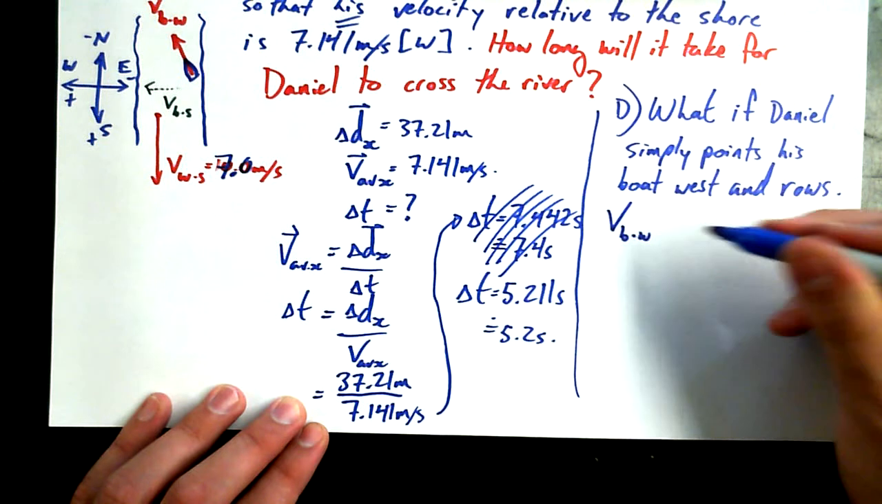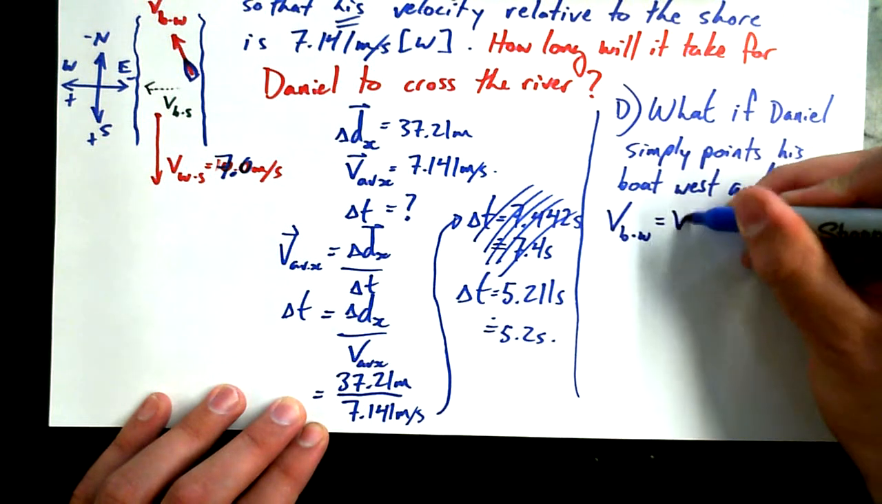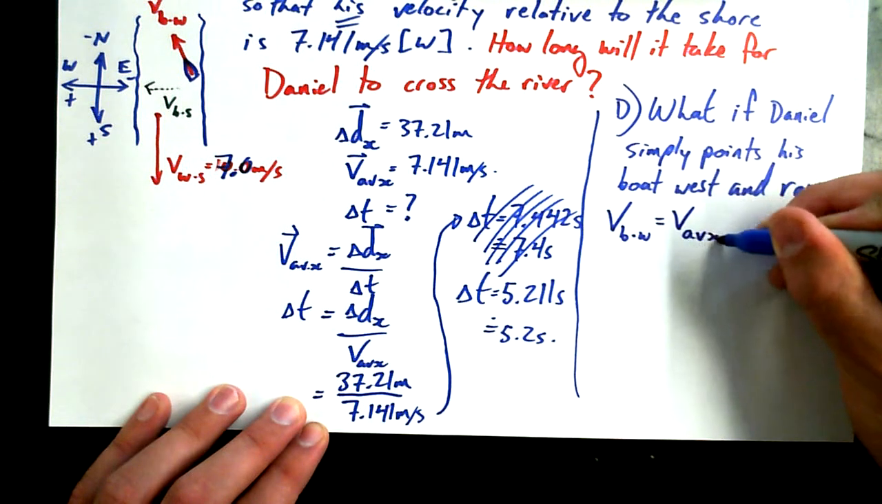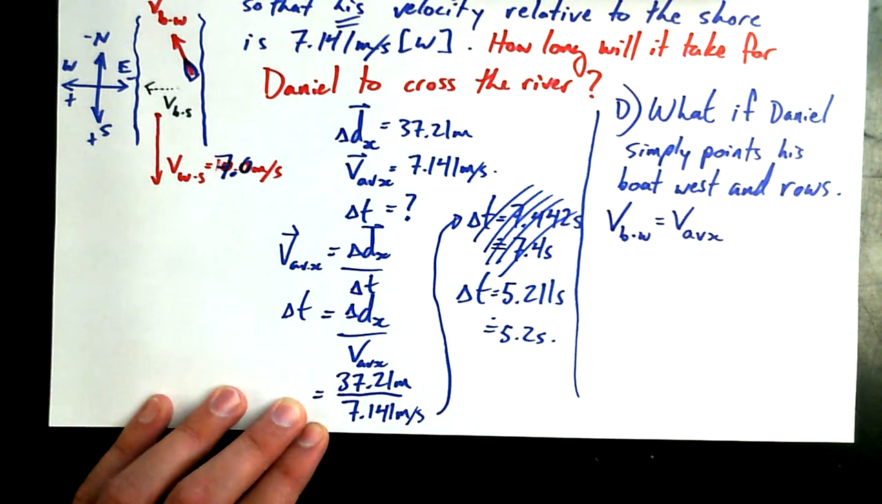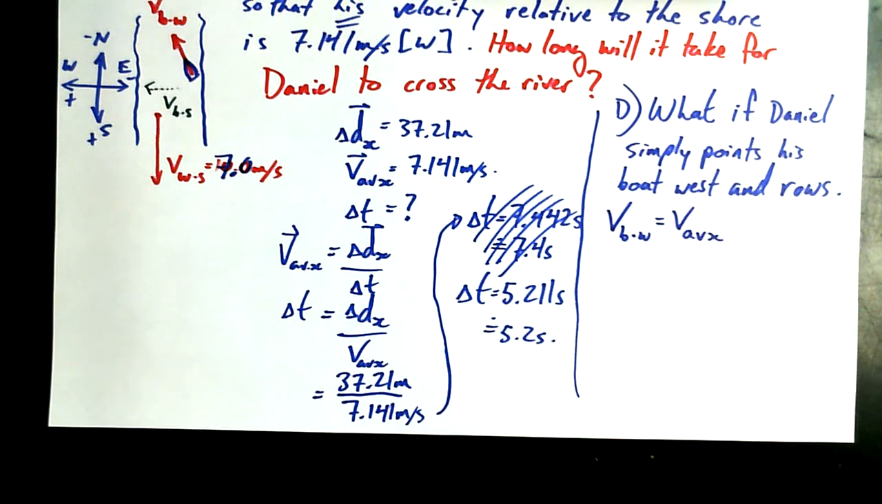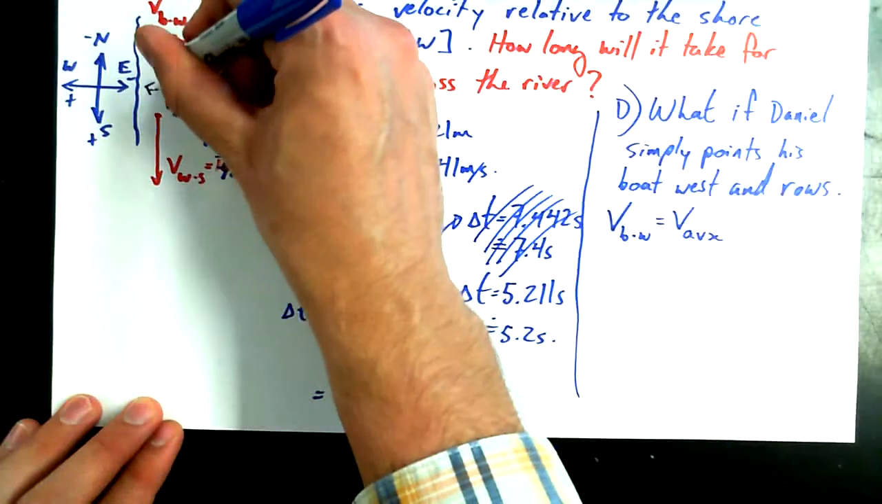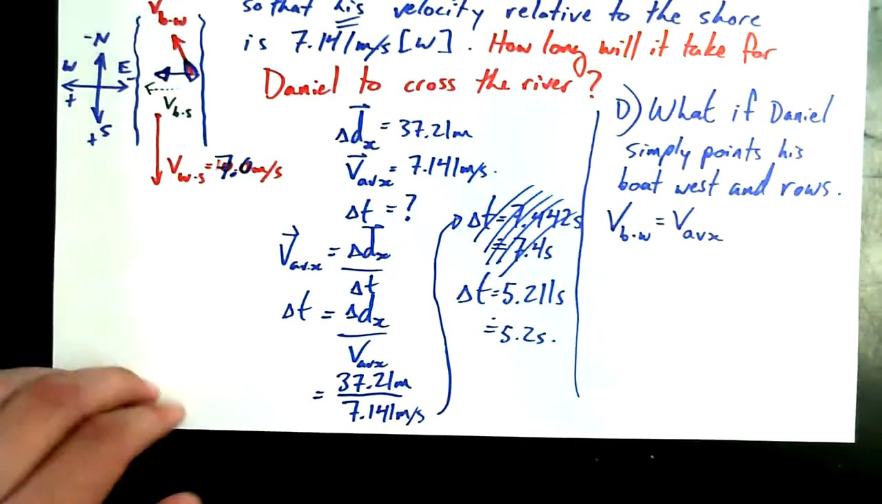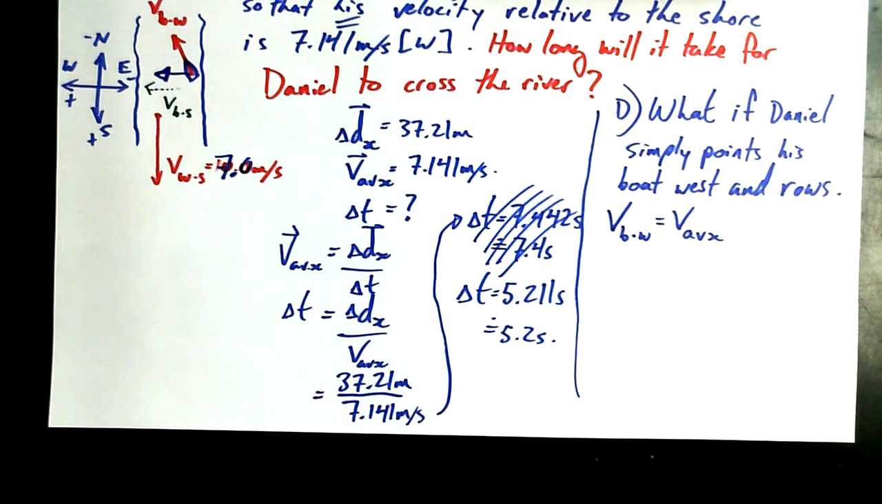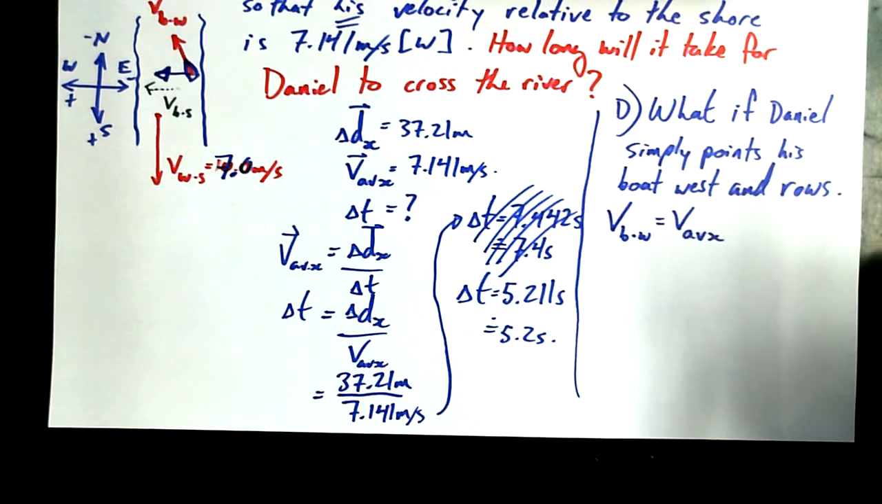Instead of saying boat with respect to the water, isn't that the same as saying the average velocity in the x direction? It's the new x velocity. If I just point my boat west and let her rip, it's going to be VBW. That's going to be the average velocity in the x direction, the velocity that contributes to me crossing this river.